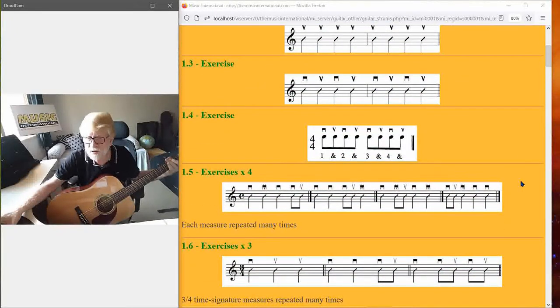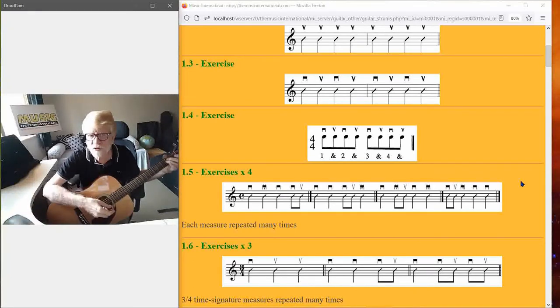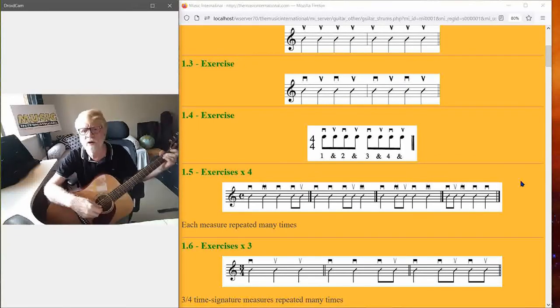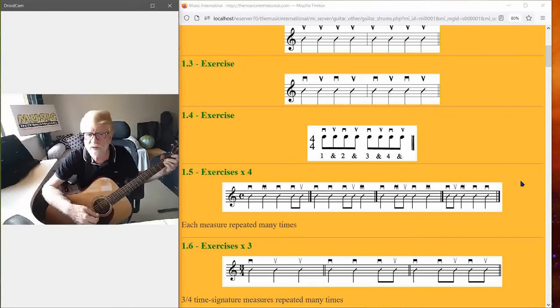Let me look at exercise 1.4. So what does 1.4 do for you? Sorry, my exercise in 4, which is exercise 1.5 on the right side. So it's saying play down, down, down, and then play down, up. But the down, up is faster.